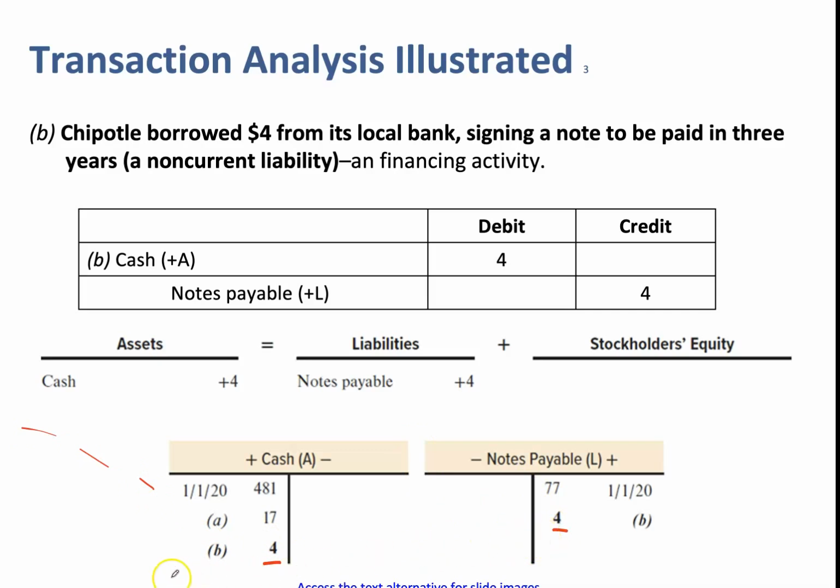So now we can calculate the ending balance of cash. If we stop here as the end of the period, our cash would be 481 plus 17 plus 4. So that's 502, right? And then for notes payable, it starts at the beginning with 77 in the account. That's the beginning balance. And then you are adding 4, so that's 81. So you can see T accounts are very useful tools for us to summarize the effect of the transactions.